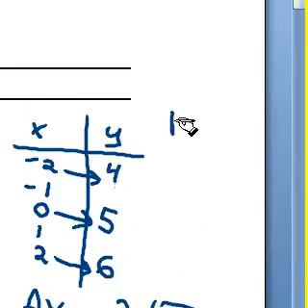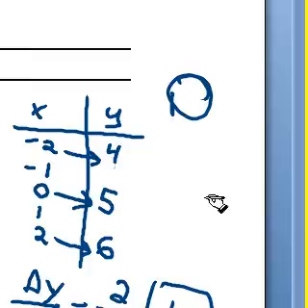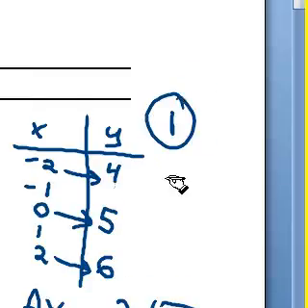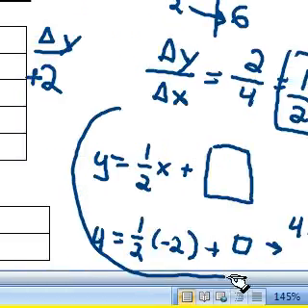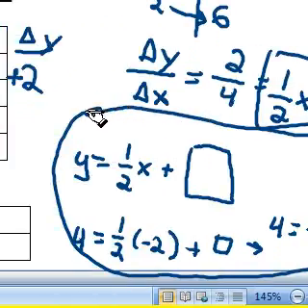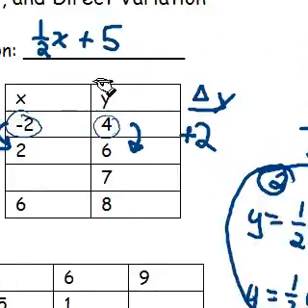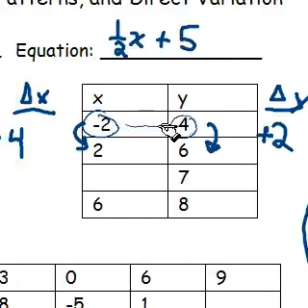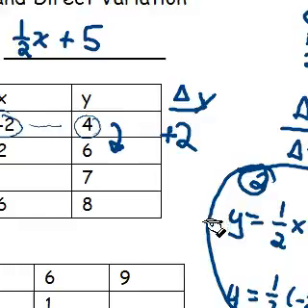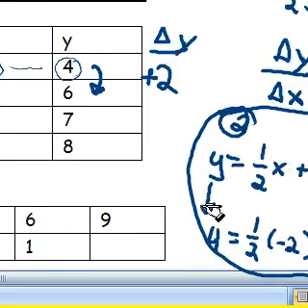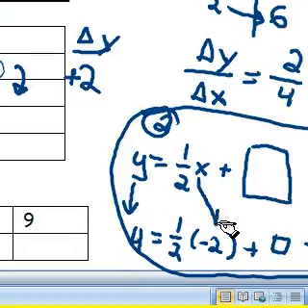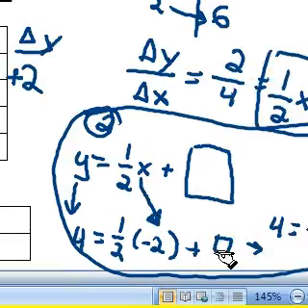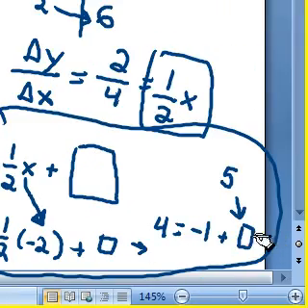So I showed you one method up here, which was to fill in the table. And then the second method, down here, was to look at the graph and find an ordered pair. We know that when y equals 4, x equaled negative 2, and we just substituted those in to find what our missing number was. So there are a few different ways to do problems 1 and 2.